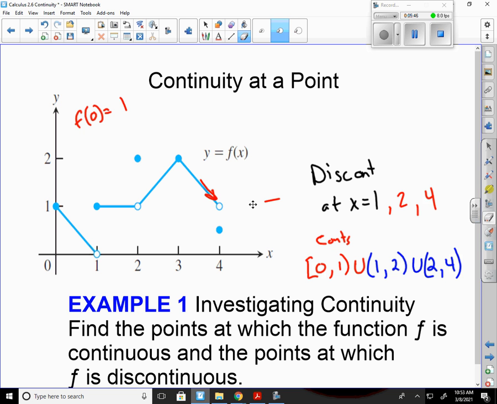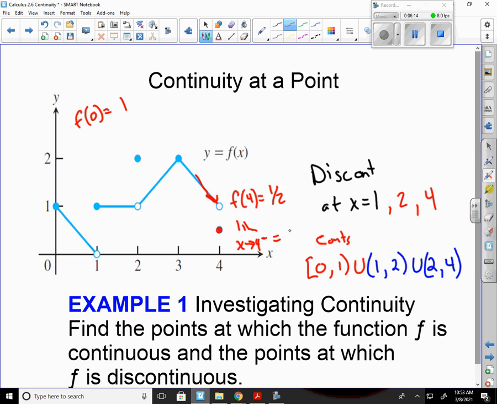Here on this end, if I'm looking at the endpoint 4, if I plug 4 into my function, f of 4, I get this here, which is 1/2. But if I look at my limit as it approaches, it gets closer and closer to 1. So the limit as x approaches 4 from the left equals 1. These two are not the same, so it's not continuous at this point.